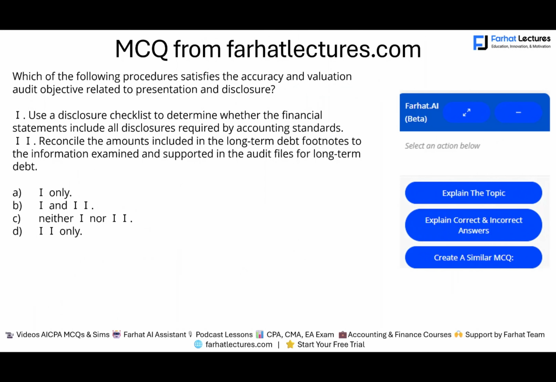Let's take a look at this multiple choice question from farhatlectures.com. Which of the following procedures satisfy the accuracy and valuation audit objective related to presentation and disclosure? So we're looking at presentation and disclosure, and the audit objective is valuation and accuracy, is it the proper amount. That's what we're looking at. 1. Use a disclosure checklist to determine whether the financial statements include all the disclosures required by accounting standards.